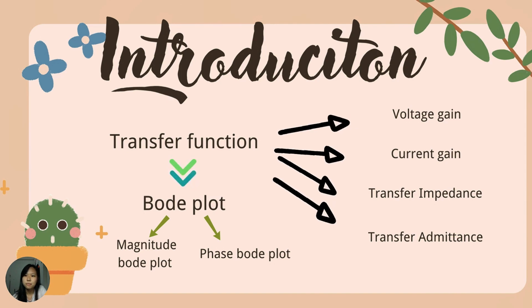Then the transfer impedance is a measure of how much voltage at the output is produced in response to current applied at the input. Therefore, the unit of transfer impedance is ohm. In contrast, the transfer admittance is a measure of how much current at the output is produced in response to voltage applied at another port input. Hence, the unit of transfer admittance is Siemens.